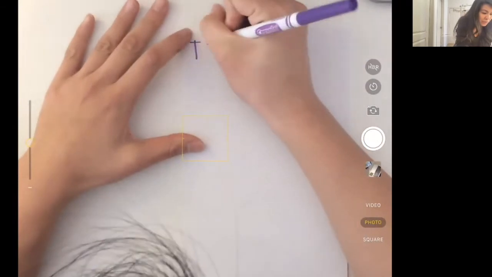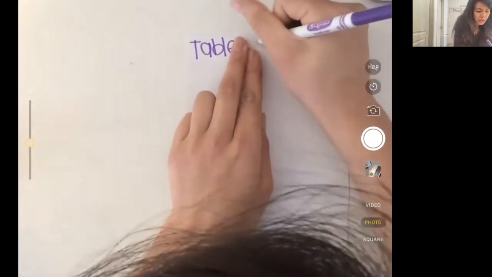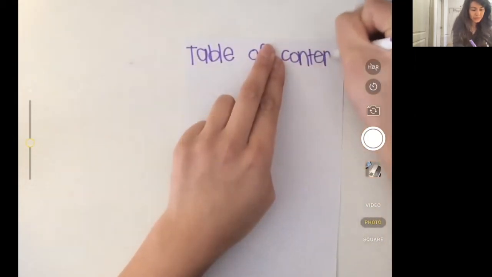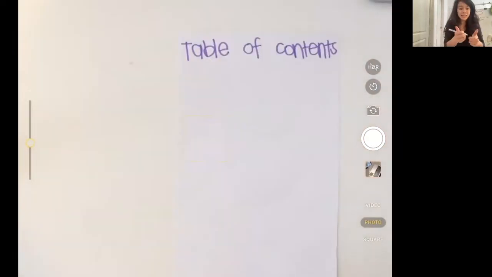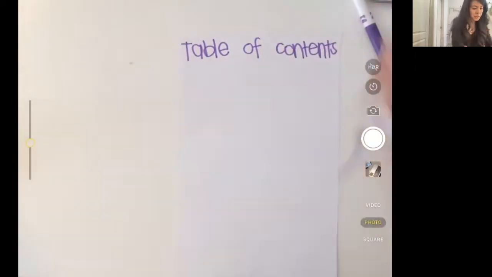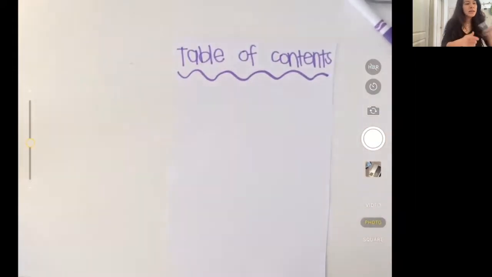So I'm going to write table, finger space, it's a new word, of finger space, contents. Now, I have to think, what are the important information that I teach my readers about? Oh, yeah. Wait, before I do, I'm going to draw a little squiggly line to show that that's the title. And then now I'm going to write the important information.